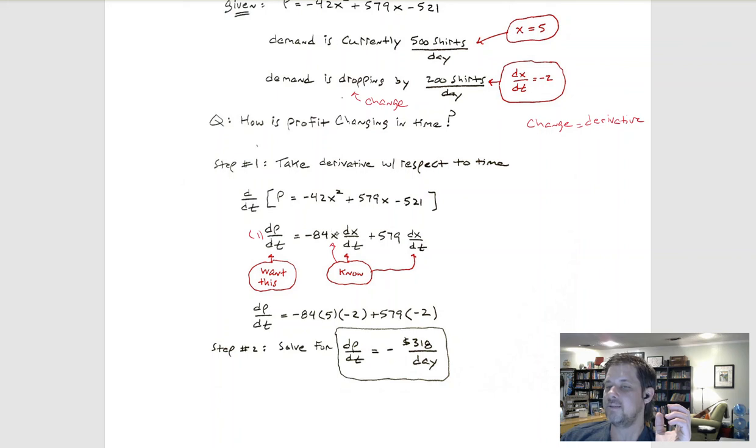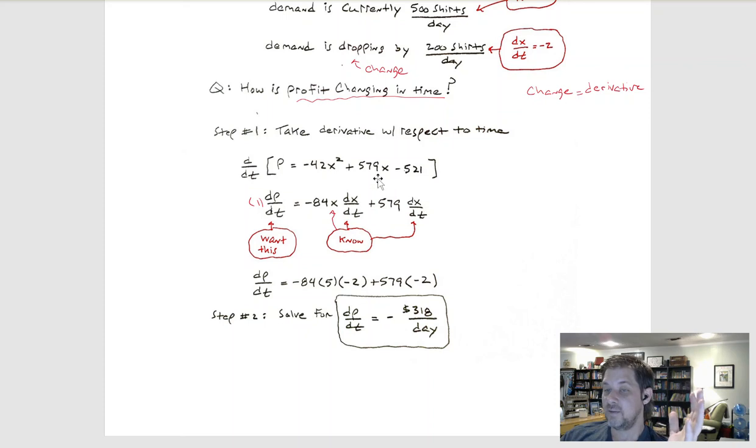Now, I would say that we know a few things in this equation. I know what x is at the moment: 5. Demand is currently 500 shirts a day. I know how x, the demand, is changing in time. It's negative 2. And then I want this: dp over dt. It tells me how profit is changing in time. So I put my numbers in over here. x is 5, dx over dt is negative 2 in each case. And I want to solve for dp over dt.